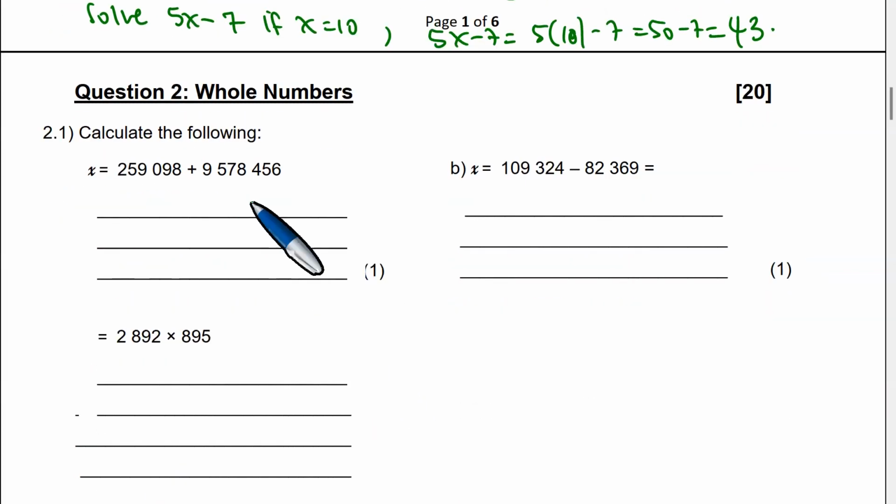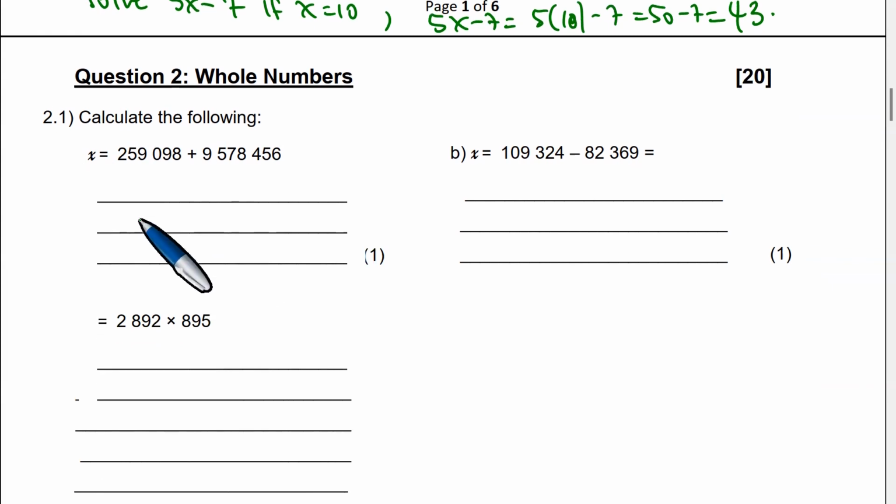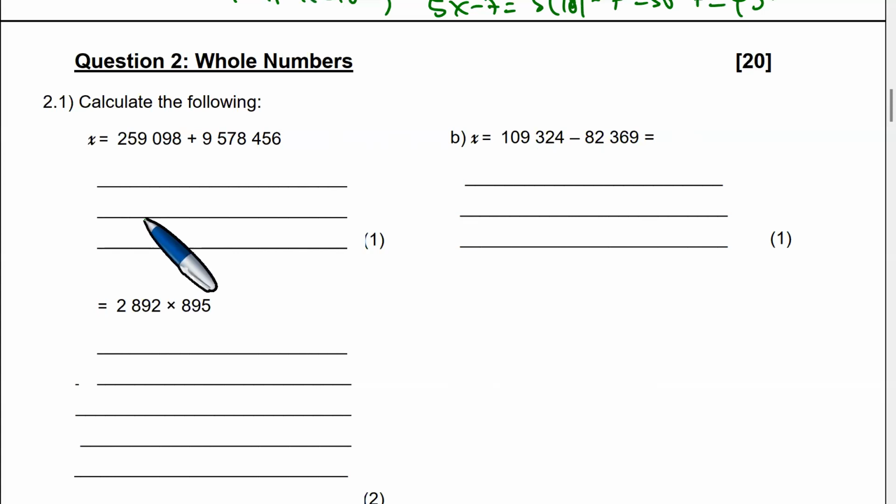Next, let's look at question two. Question two is about whole numbers of paper one that you're going to write tomorrow. So let's look at the whole numbers. Calculate the following. Let's deal with the whole numbers. Okay, let's do number 2.1a, or just 2.1, this one. And let me know the answer. So is the answer 9,837,554? Let's check quickly.